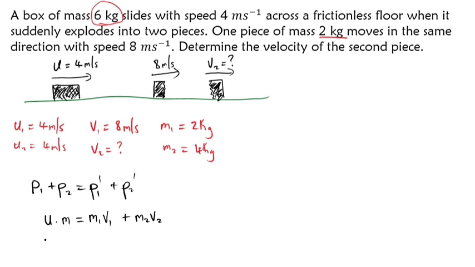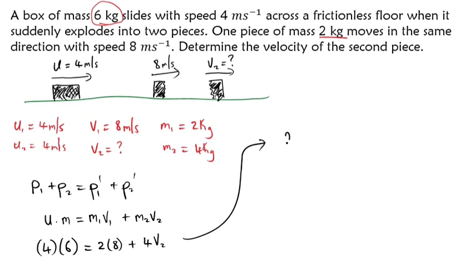The initial velocity of the box before the explosion was 4. The total mass before the explosion was 6. This is equal to m1, which is 2 kg, times v1, which is 8 meters per second, plus m2, which is 4 kg, times v2. Just leave it as v2 as it is. So let's bring our equation here. This means that we have 24 equals 16 plus 4 v2. So 24 minus 16 is equal to 4 v2.